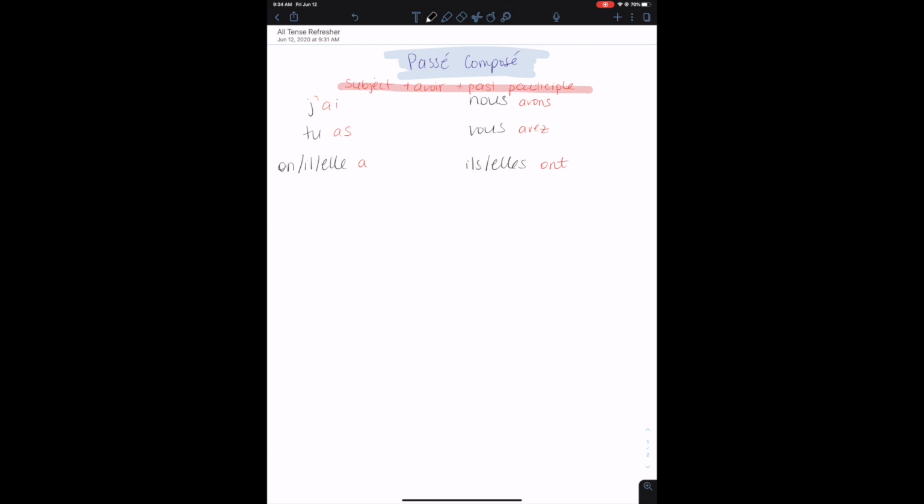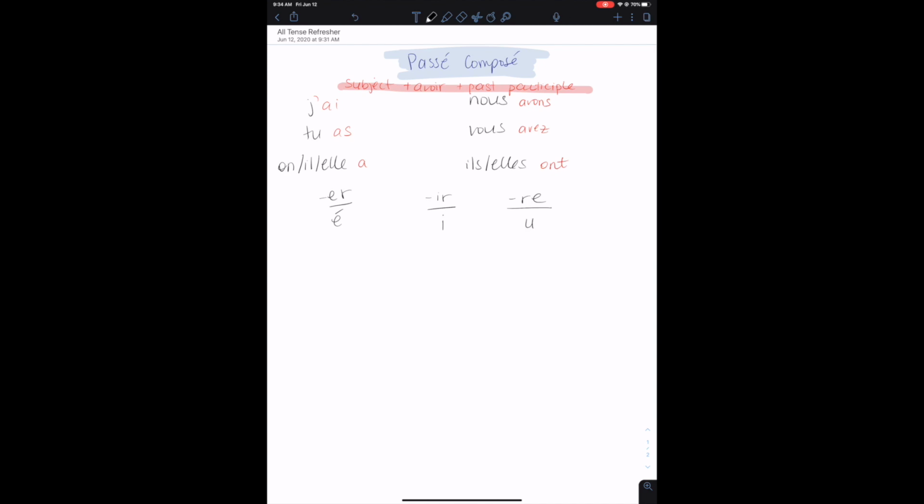That's what we're talking about, the er, ir, or re verb endings. So remember, this is for our regular verbs; we'll go into our irregular in a second. When we have er endings, we take off the er and we replace it with an é avec accent aigu. When we have ir endings, we take off the ir and replace it with an i, so really just take off the r. And then for re endings, we take off the re and we replace it with a u.